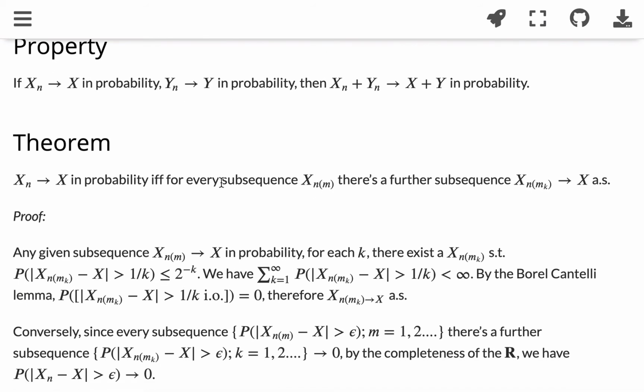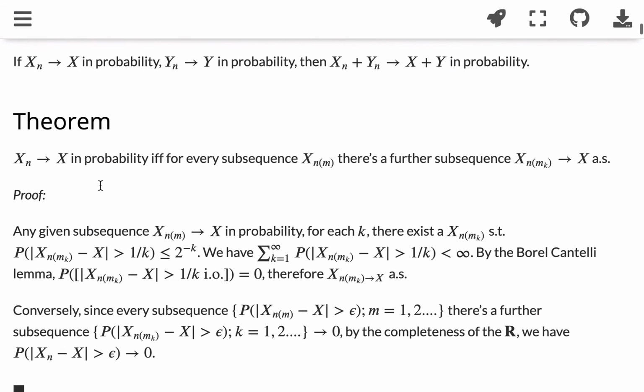And then the next theorem is a very useful theorem: if we want to prove something converges in probability, we can use the fact that Xn converges to X in probability is equivalent to: given any subsequence of Xn, there's a further subsequence of that subsequence that converges to X almost surely. So if we can prove that these two are actually equivalent, then we can prove one or the other. So let's prove that.